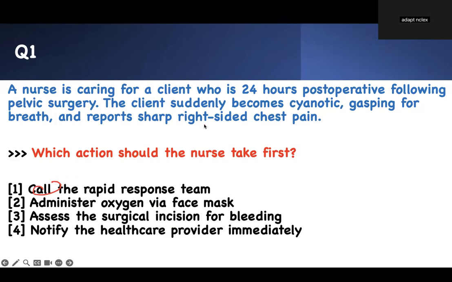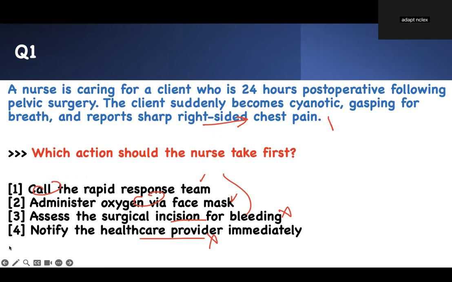Rapid response. Patient is not doing well. This may be right. Give the patient oxygen. It's also okay. I can give the patient oxygen. Assess the incision for bleeding. You know this is not a bleeding issue, so this is eliminated. Notify the health care provider. Yes, of course, we're going to let the doctor know. Can I do something before the doctor is aware? That means this is wrong.